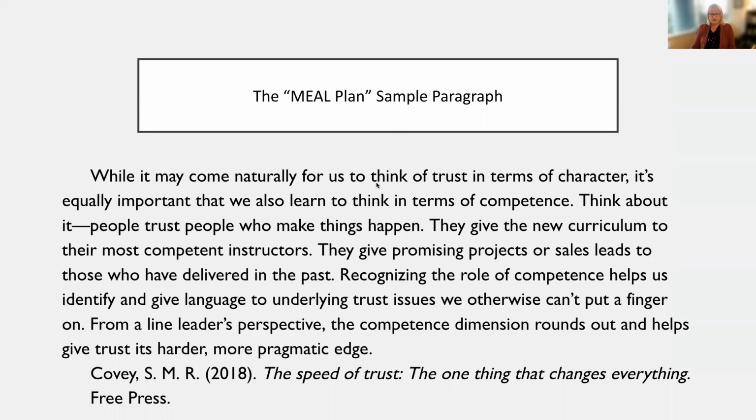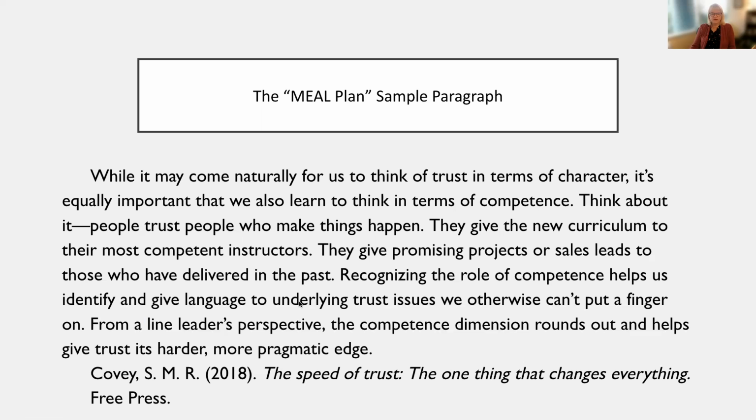While it may come naturally for us to think of trust in terms of character, it's equally important that we also learn to think in terms of competence. Think about it. People trust people who make things happen. They give the new curriculum to their most competent instructors. They give promising projects or sales leads to those who have delivered in the past. Recognizing the role of competence helps us identify and give language to underlying trust issues we otherwise can't put a finger on. From a line leader's perspective, the competence dimension rounds out and helps give trust its harder, more pragmatic edge.